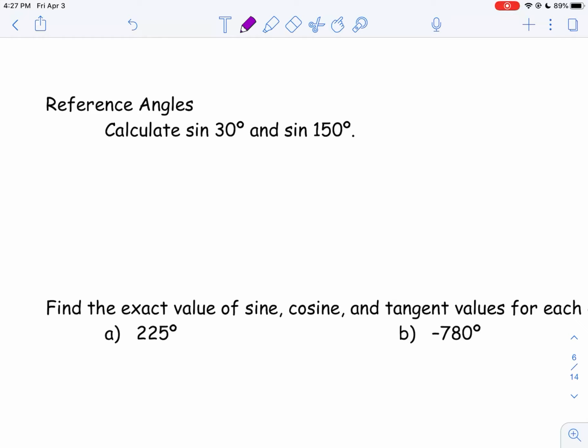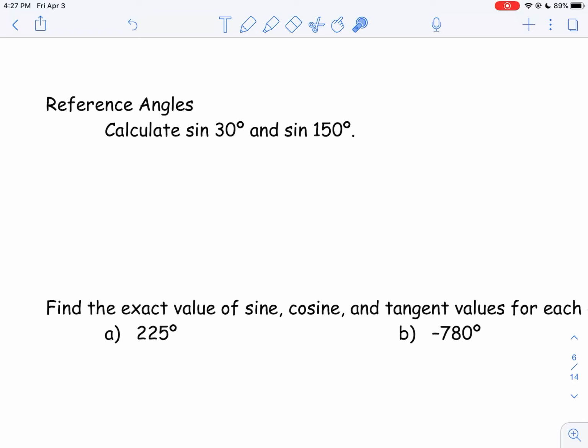Greetings. In this video, we're going to take a look at finding trig values of any angle. Your first inclination at looking at this problem might be just to type it in your calculator, and you could. In fact, go ahead and do that. Take a minute, make sure you're in degree mode in your calculator, and type in sine 30 and sine 150.